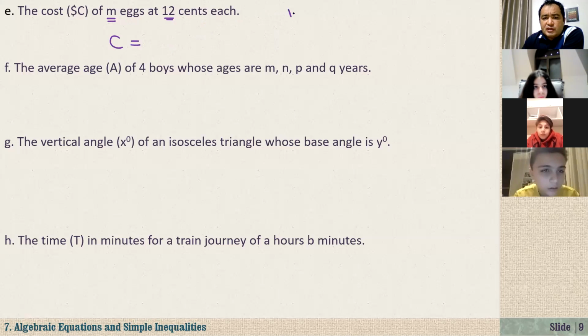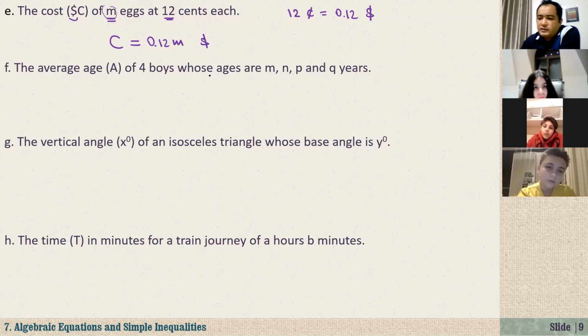In dollars. First, we have to convert this cents into dollars, right? Because here we are saying dollars and here cents. And 12 cents is equal to 0.12 dollars. And if you're buying M eggs, how much do you pay? In total, you will pay 0.12 M dollars, right? If you buy one egg, then you have to pay $0.12. If you buy two, two times 0.12, you have to pay $0.24.